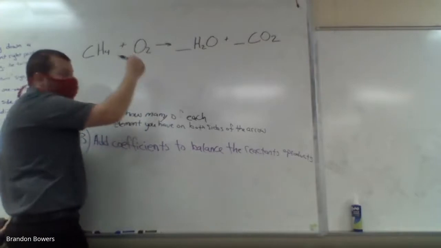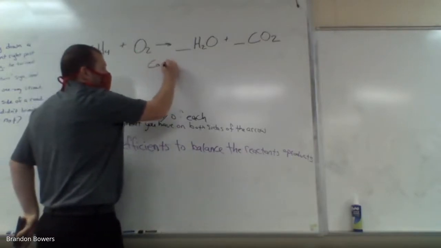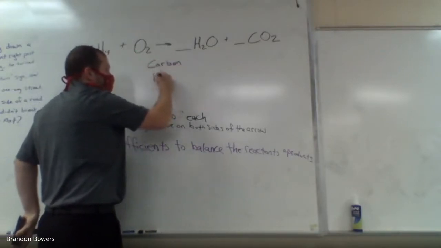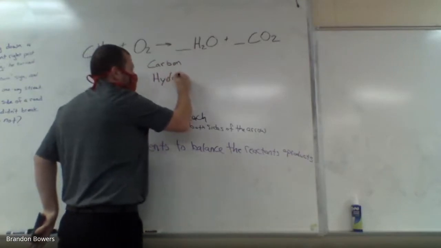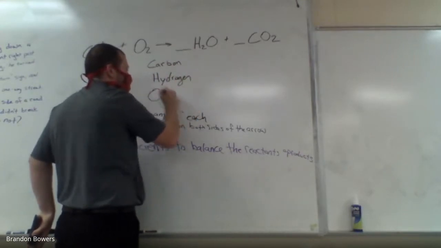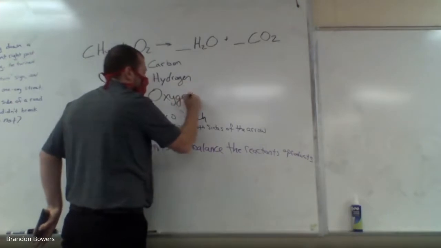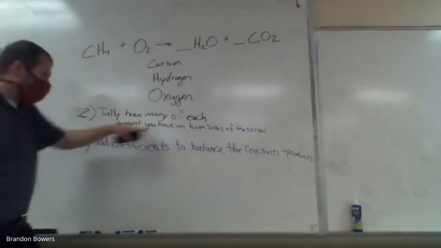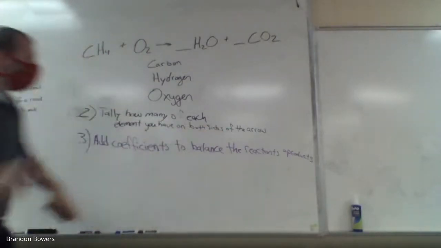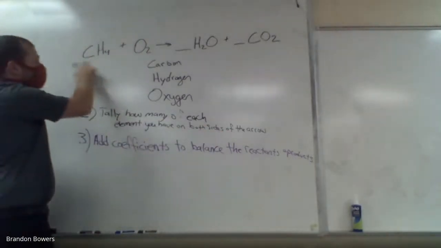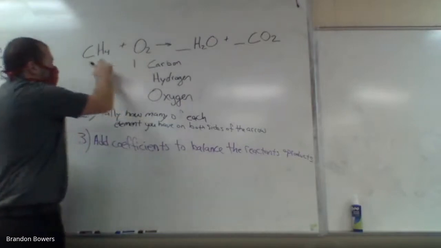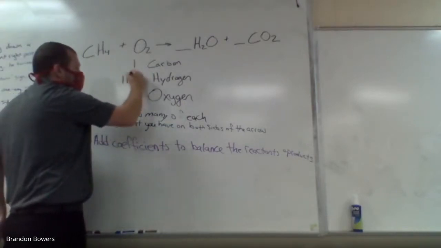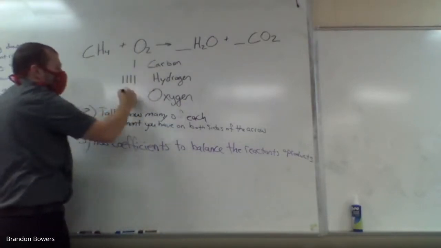Anybody? Carbon. Another one? Hydrogen. Last one? That's it. Carbon, hydrogen, oxygen. Step 1 is done. Step 2, tally the number of each element you have on both sides of the arrow. Carbons, I only have 1 carbon. Hydrogen, I have 4 of them. Oxygen, I have 2.